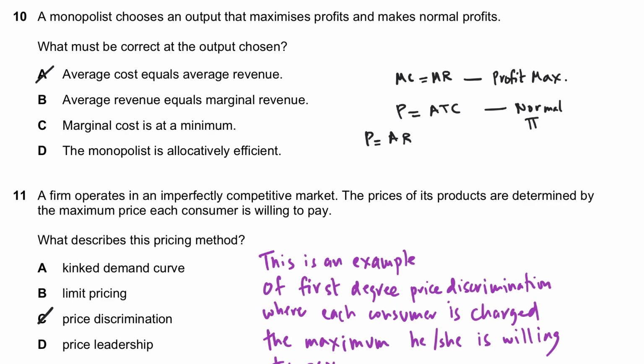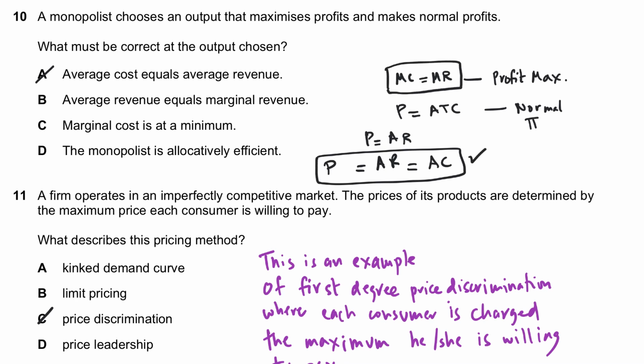Question number 10 says a monopolist chooses an output that maximizes profit and makes normal profits. What must be correct as the output chosen? Well, simply if a monopolist is choosing an output that maximizes profit and also makes normal profit, the condition for normal profit is that price must equal ATC, right? But the condition for profit maximization is MC must equal MR, which would mean if price is equal to AR, then simply AR must equal AC, because AR is your price. So that means this is the condition necessary for normal profit for a profit-maximizing monopolist. So A is the right answer.